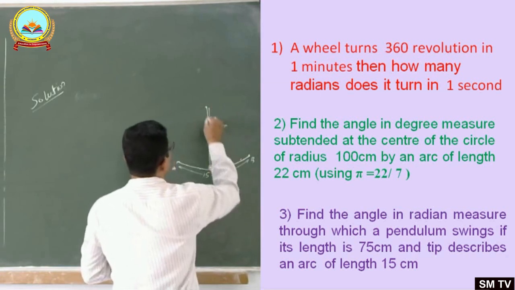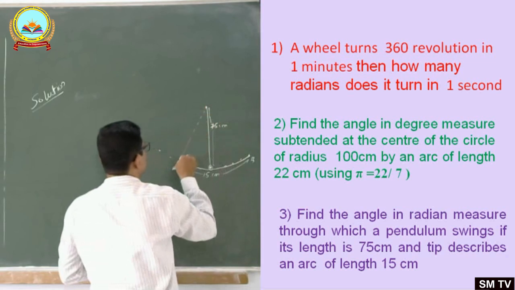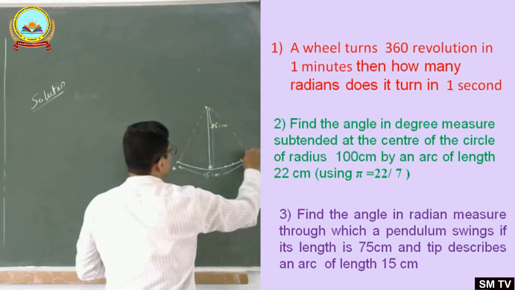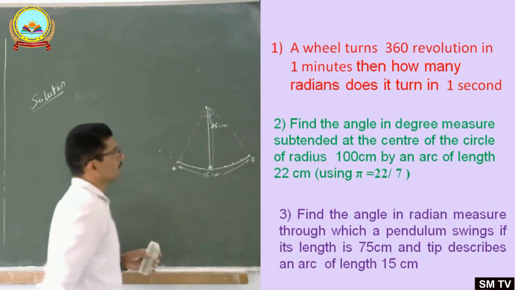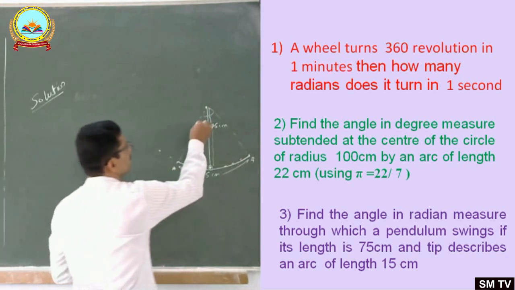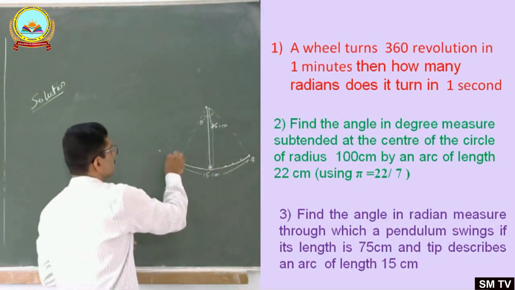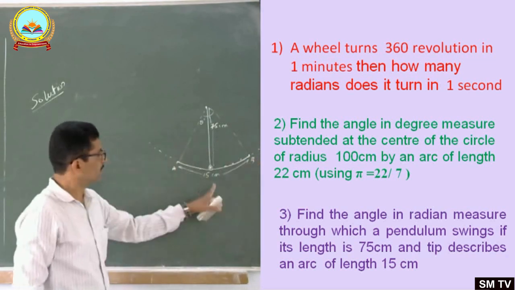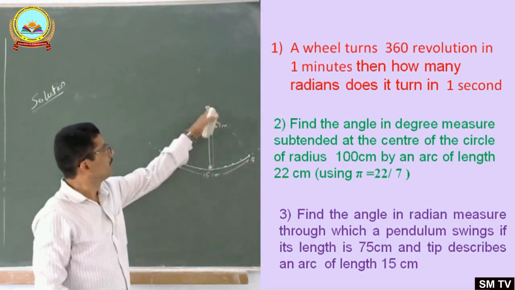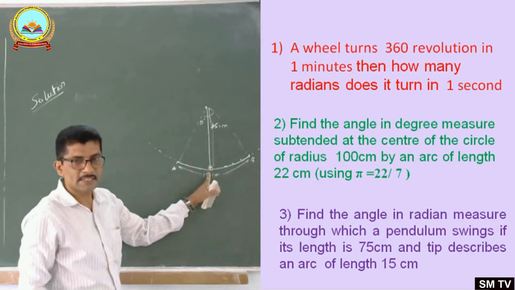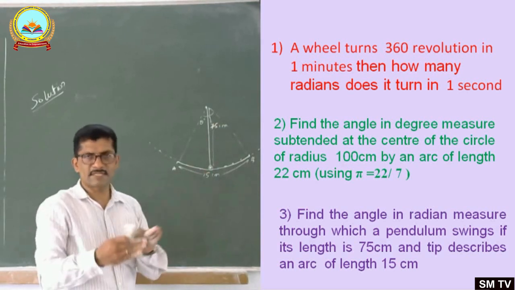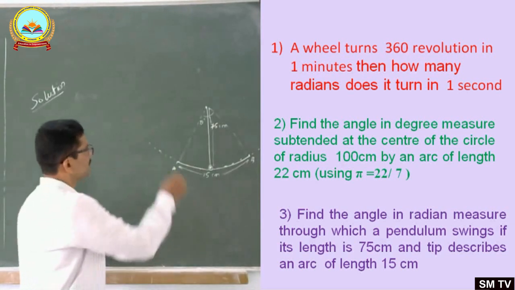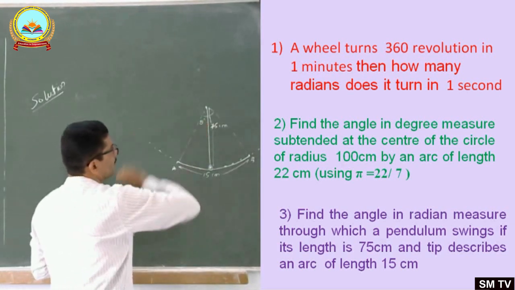Then find the angle subtended at the center, in radian form. This is a circular form, and this is an arc. Arc length is given as 15 centimeters. The radius of the circle is equal to 75 centimeters. Very simple question. Then find the central angle in radians.